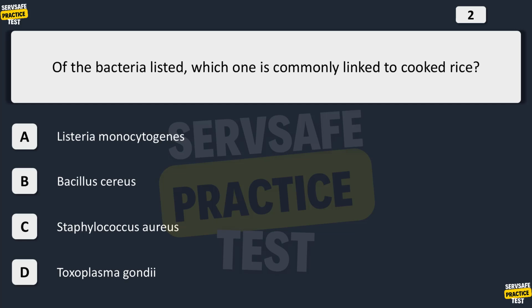Of the bacteria listed, which one is commonly linked to cooked rice? A. Listeria monocytogenes. B. Bacillus cereus. C. Staphylococcus aureus. D. Toxoplasma gondii.